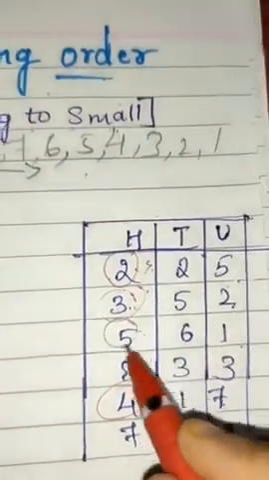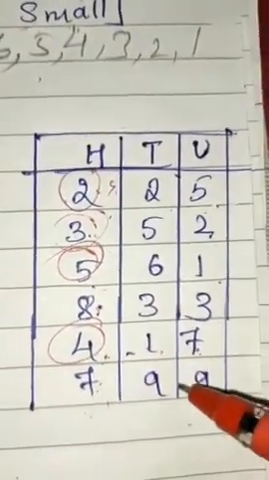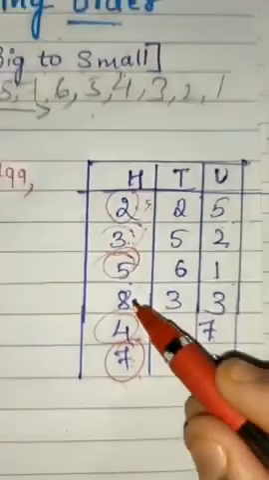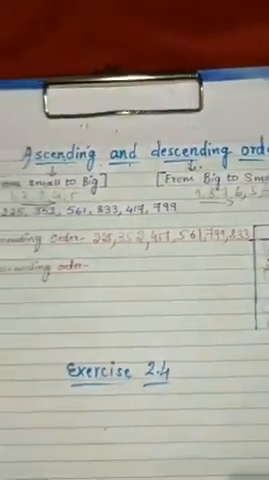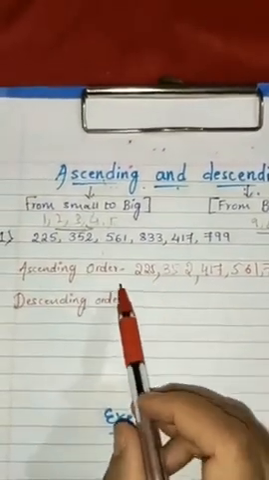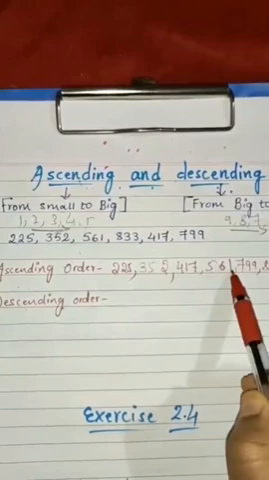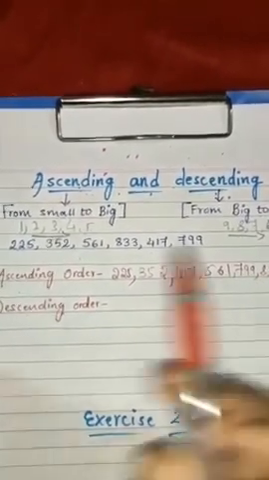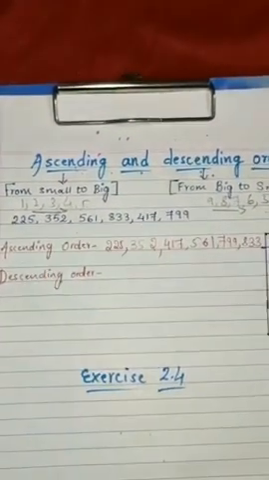Next one is here. This is also done. Next 8 and 7, which is the smallest digit here? Yes, 7. So 799. Right, now which remained here? 8. So 833. So this is called the ascending order. 225, 352, 417, 561, 799, 833. Okay, so this is the ascending order. Now descending order. In the descending order, what we have to do?